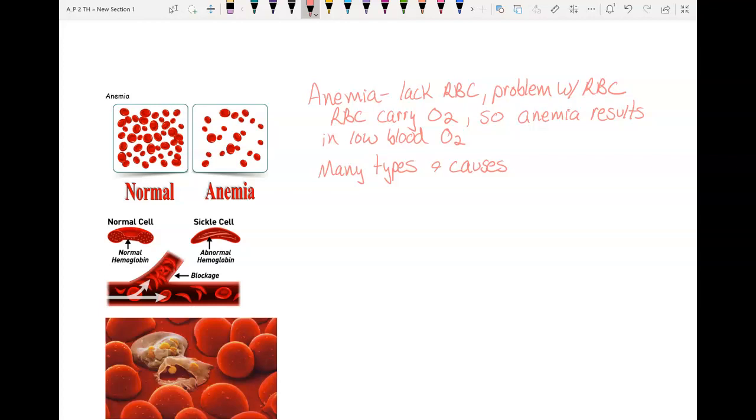The one we're going to focus on here is sickle cell anemia. Sickle cell anemia is genetic. And then when we get to the chapter about the digestive system, we'll talk about pernicious anemia, which you can read about now in chapter 18, and it'll come up again in a few weeks when we get to chapter 26, because that one's related to the stomach.